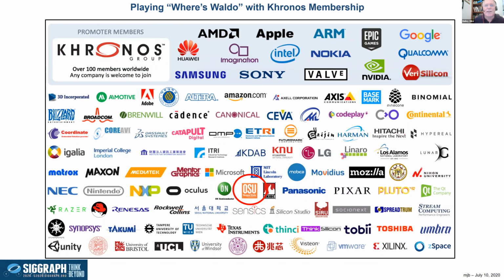Here is, last time I went out and looked, who's in the Khronos Group. And in many cases, it's round up the usual suspects, of course. The big computer companies, the big graphics companies, software companies are in the Khronos Group. Universities are in the Khronos Group. If you play Where's Waldo, oh, look, there's Oregon State University right there in the middle. Yeah, I joined a few years ago. It makes it a lot easier to keep up with the standards efforts if you're on the inside than on the outside.